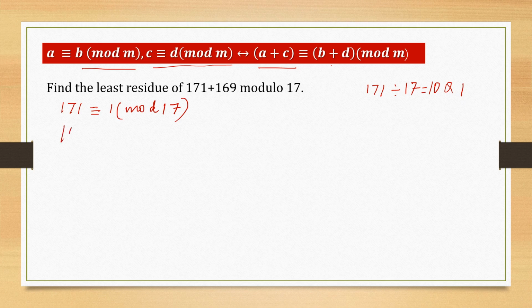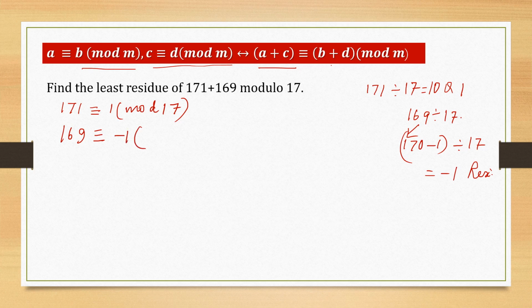Similarly, 169 is congruent to, 169 divided by 17. I'll write this as 170 minus 1 divided by 17. So certainly negative 1 is the residue. So this will be negative 1 modulo 17.